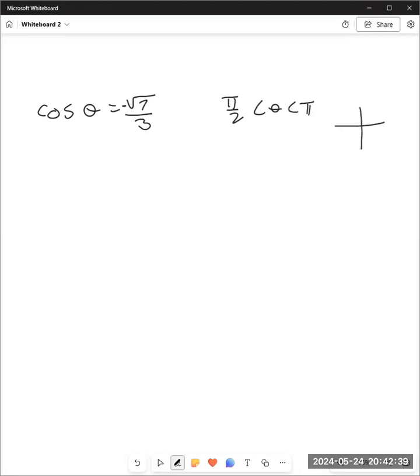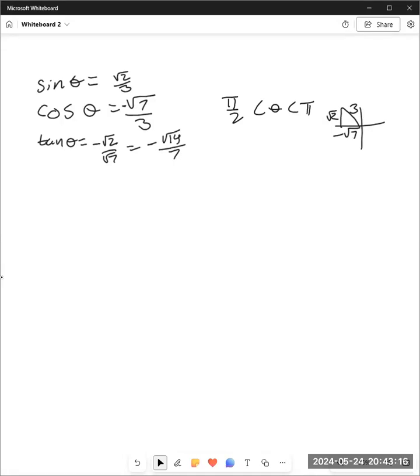So cosine is negative √7 over 3, 9 minus 7 is 2. This is √2 here. So sine theta is going to be √2 over 3. Tan theta is going to be negative √2 over √7, or negative √14 over 7.